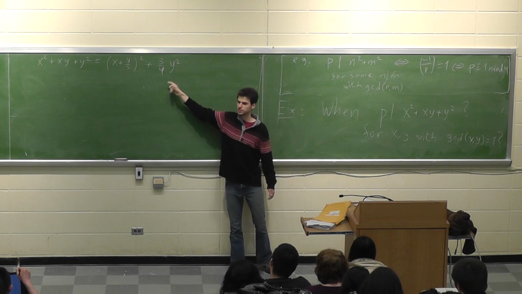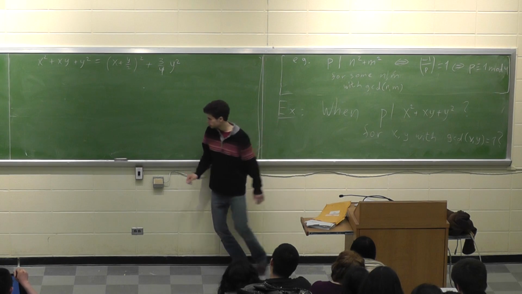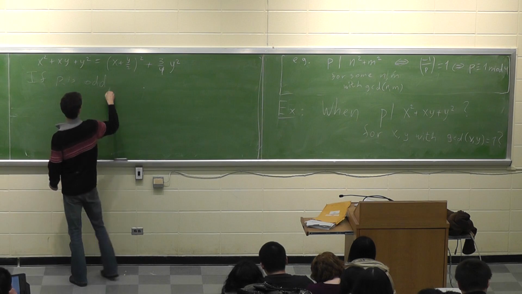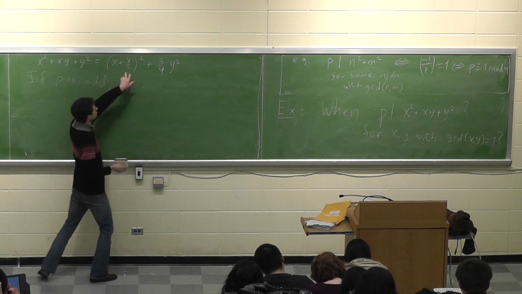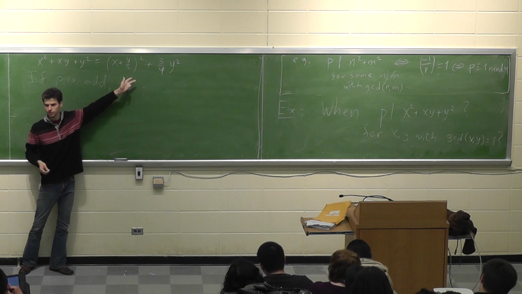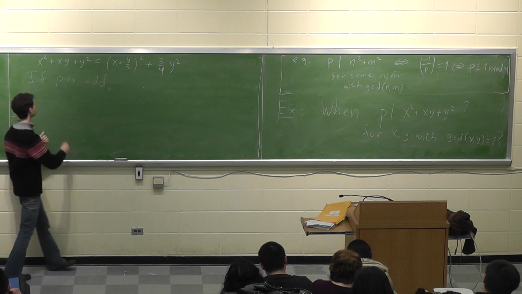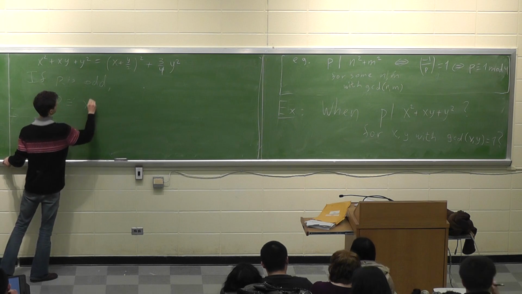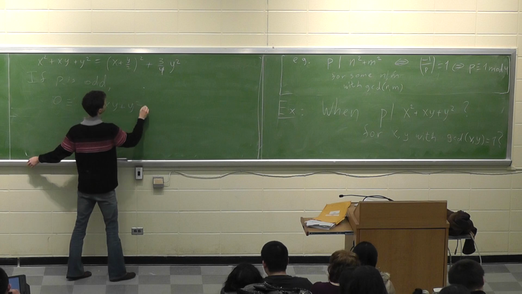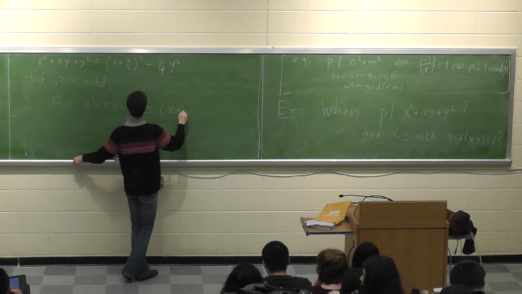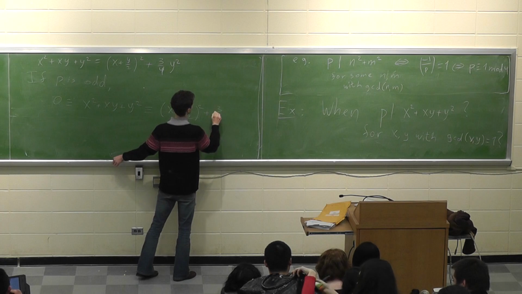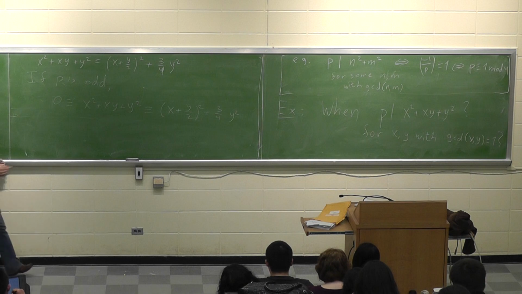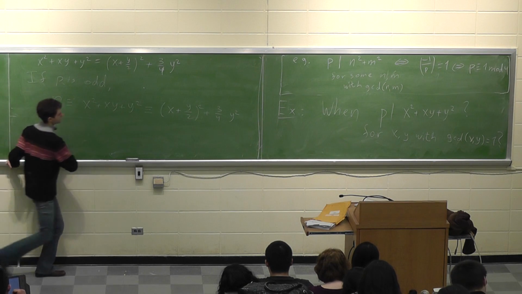So use this identity. And now let's see. If p is odd, then first of all I can divide by 2 and write this identity modulo p. And then I have 0 is congruent to x squared plus xy plus y squared, which is congruent to (x plus y over 2) squared plus 3/4 of y squared, modulo p.